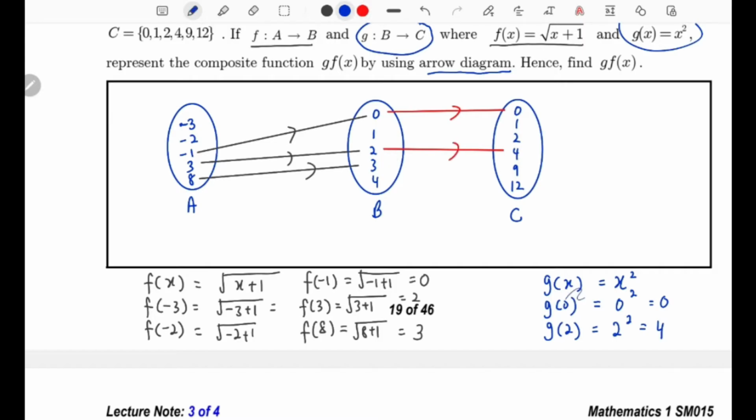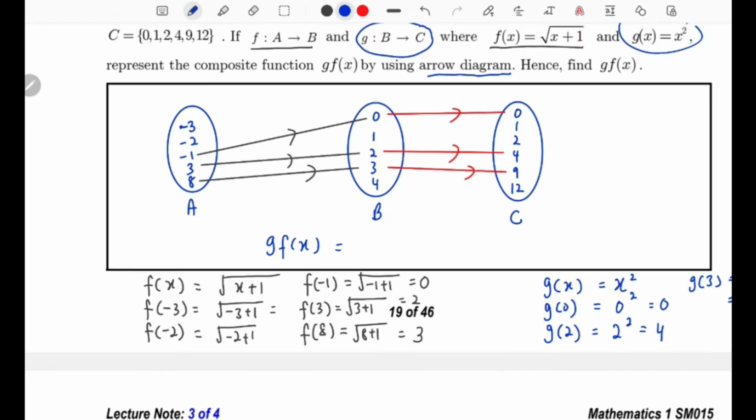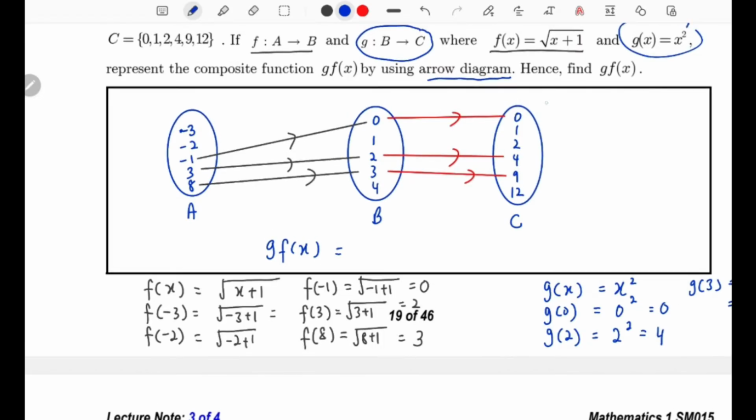And the last value is 3. So g(3) is equal to 3 squared, 9. So 3 is mapped to 9. So gf(x) is all the elements in C that are mapped from B and A. So gf(x) is equal to 0, 4, and 9.